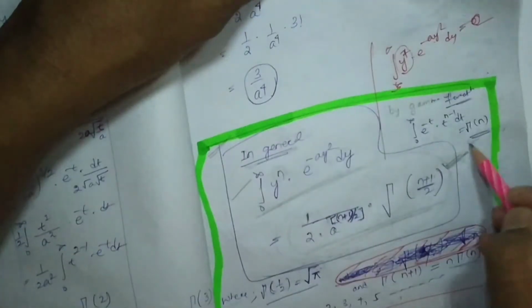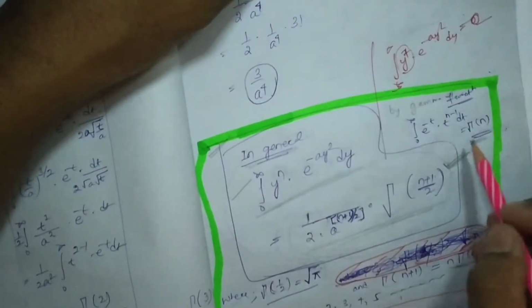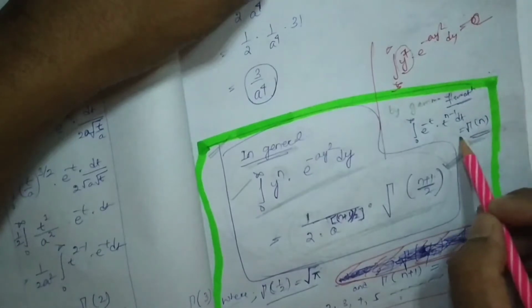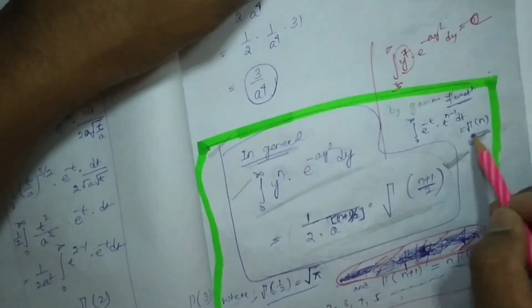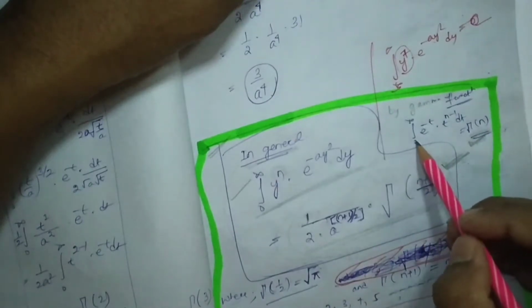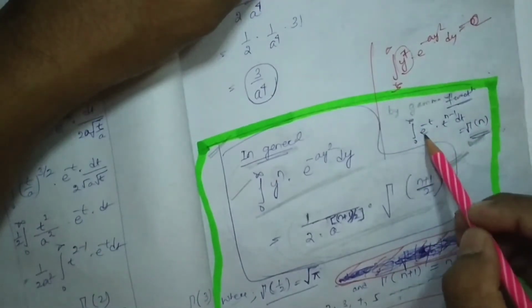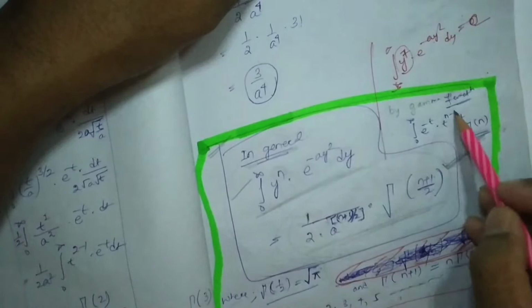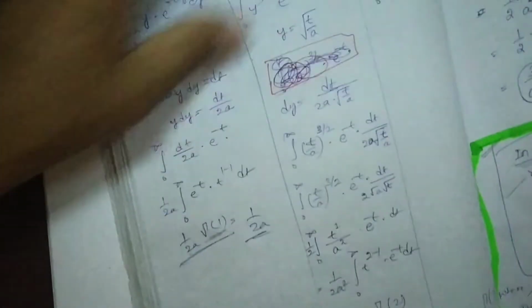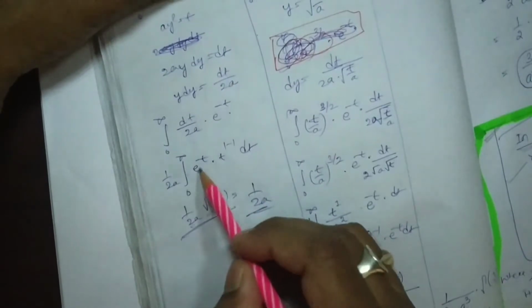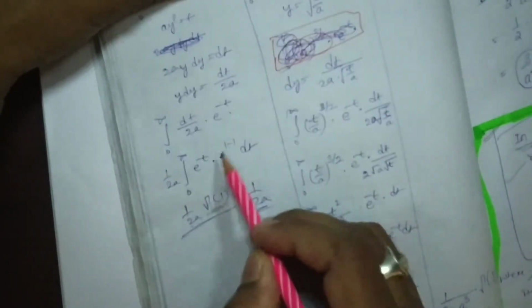This is the standard, the basic formula of the gamma function: the integral from 0 to infinity of e to the power minus t into t to the power n minus 1 dt is equal to gamma n. Now here you can see e to the power minus t, t to the power n minus 1.